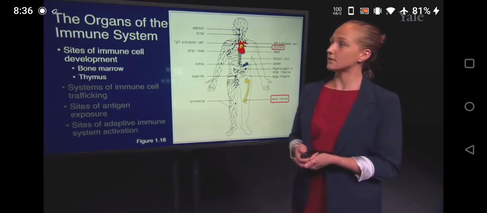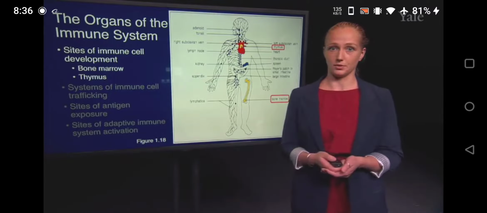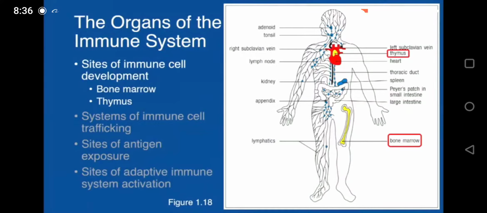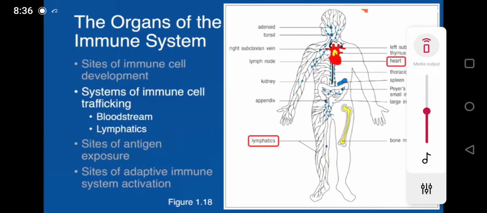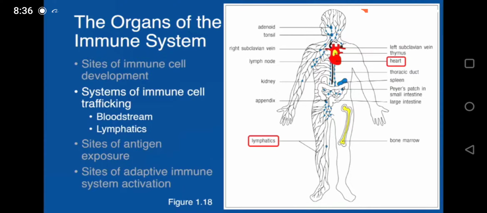The first portion that we'll be talking about are the sites of immune cell development. Now, again, in this slide, I'm just going to go over the major terminology that we'll be going through, and I'll define it throughout the lecture. The two sites of immune cell development are the thymus, which is located just behind the heart, and the bone marrow. We'll then be looking at systems of immune system trafficking, which includes the bloodstream and the lymphatic system.